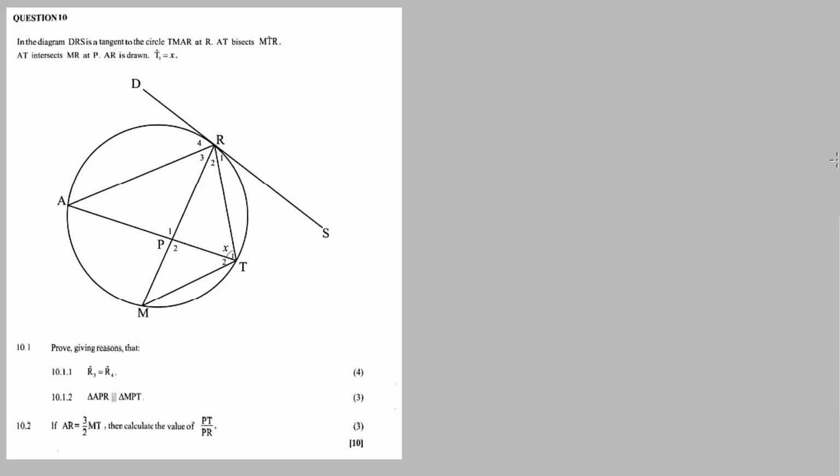So, now, here I have a diagram. DRS is a tangent to the circle TMAR at R. So we have a tangent here at R. Let me use a proper color, let's use red. There's a tangent here at point R. DRS is a tangent, right? At R to this whole circle.